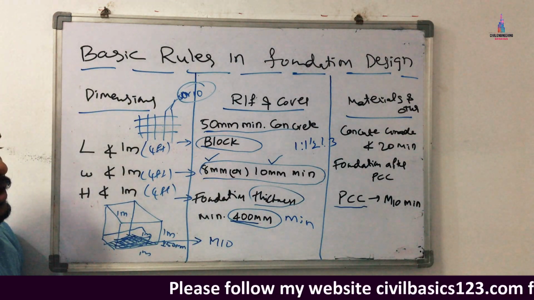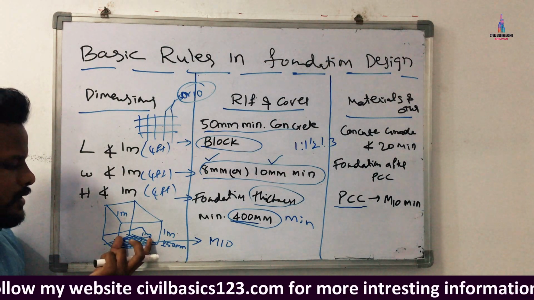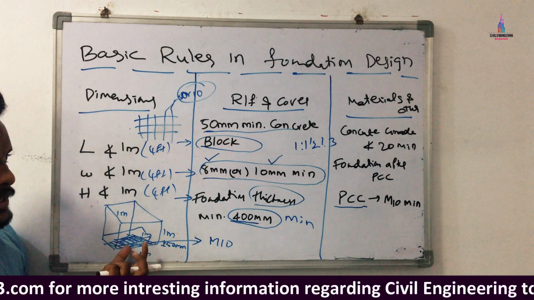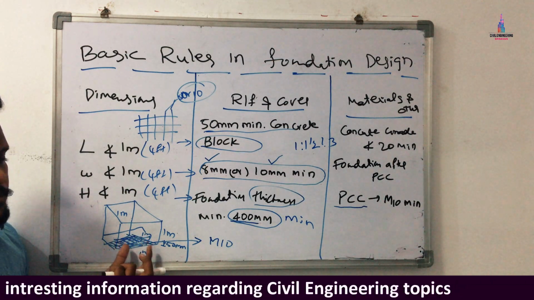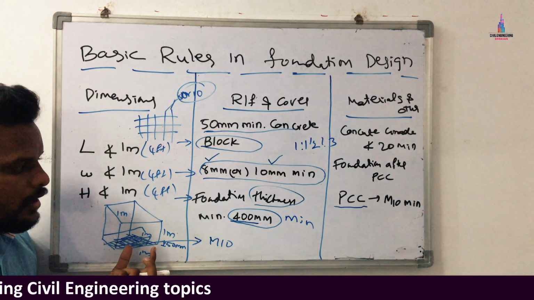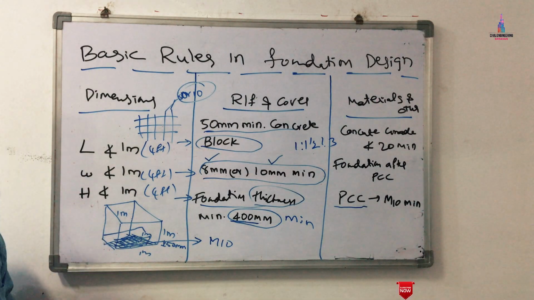And the foundation after the PCC bed. So initially we need to construct the PCC bed for the foundation, which is 1 meter, 1 meter, 1 meter. So for this 1 meter, 1 meter, 1 meter, initially we need to construct the PCC bed. So on that PCC bed, we have to construct the foundation. This is the foundation for the section. Okay, so next one is the PCC bed.